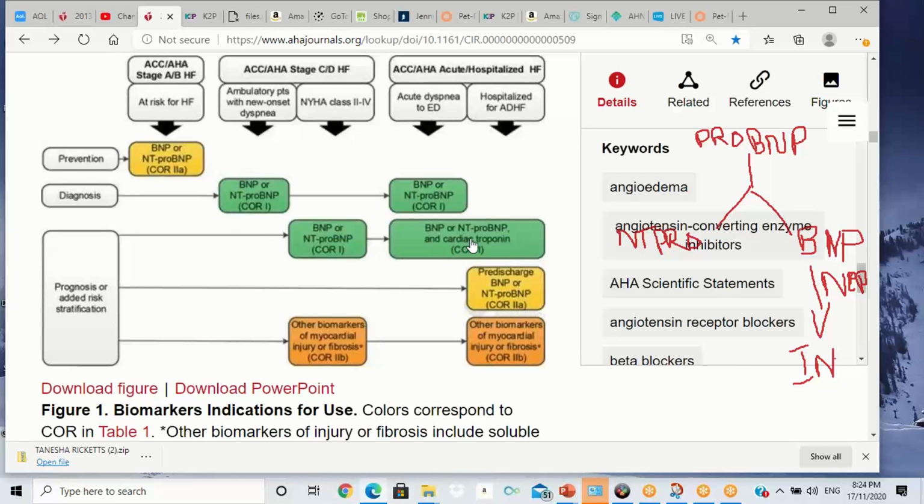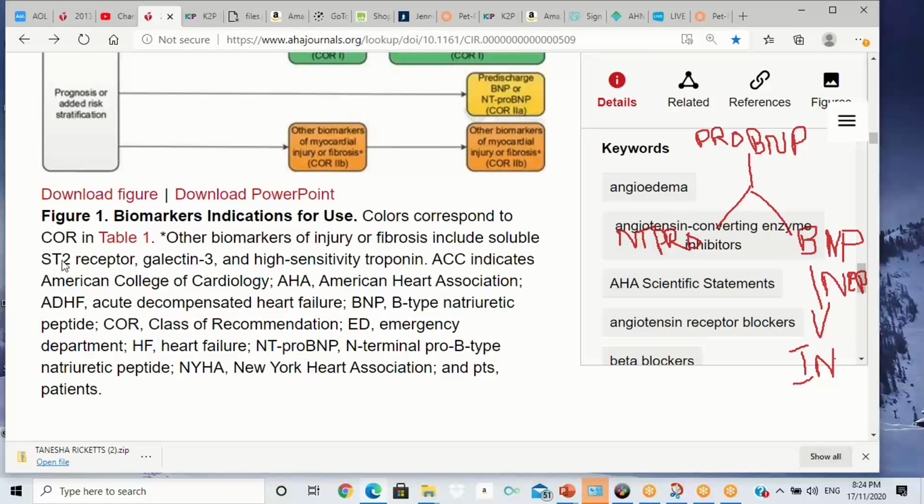Other biomarkers that you can get is the troponin level as well. And as we mentioned, the biomarkers for fibrosis are galectin-3 or the ST2. So the ST2 receptor and the galectin-3, those are other biomarkers for fibrosis.